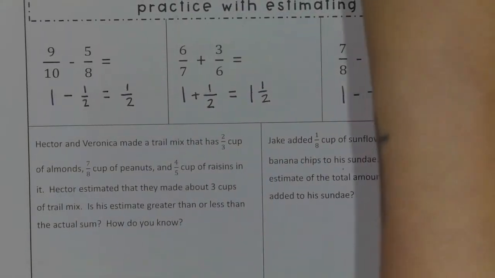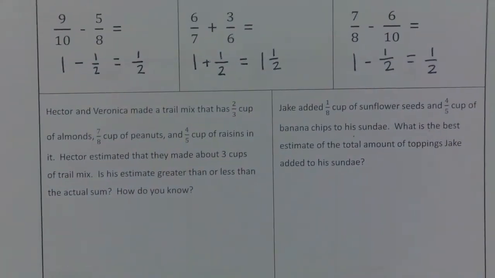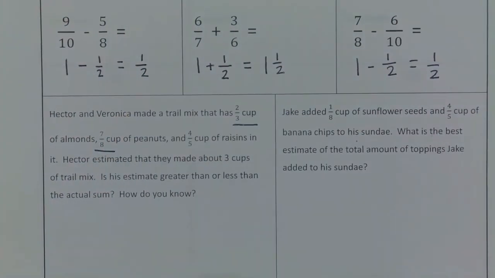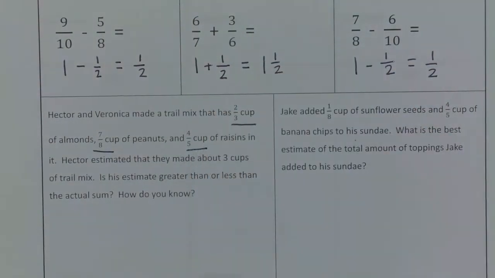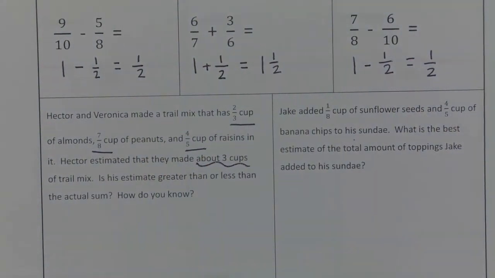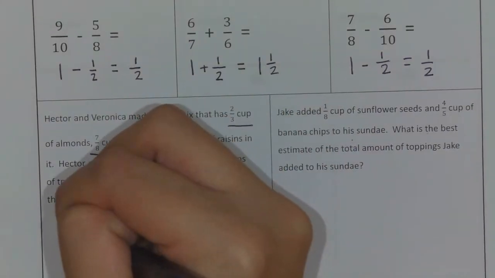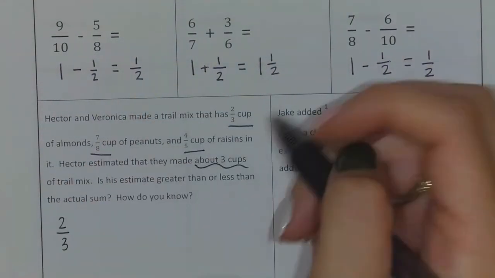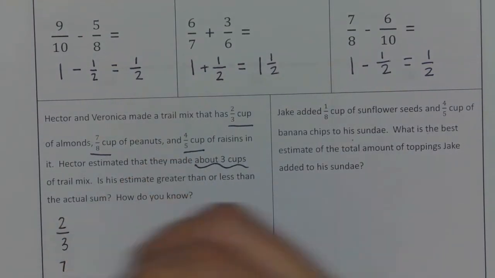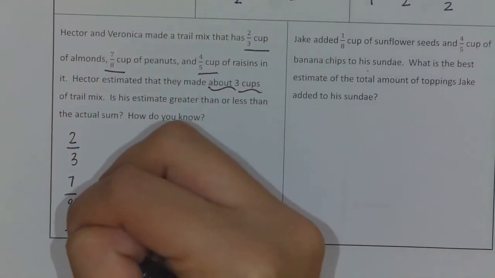Our first word problem says Hector and Veronica made trail mix that has 2/3 cups of almonds, 7/8 cups of peanuts, and 4/5 cups of raisins in it. Hector estimated that they made about 3 cups. I want to know, is his estimate greater than or less than the actual sum? So I'm going to write out those numbers here: 2/3, 7/8, and 4/5.